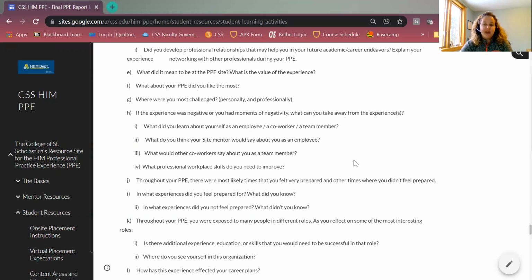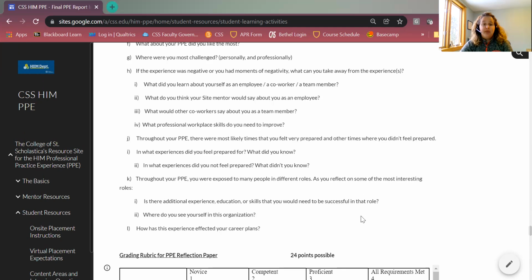What did you learn about yourself as an employee, a coworker, a team member? What do you think your site mentor would say about you as an employee? If you didn't have a specific site mentor, consider your project mentor. What do you think they would say about you as an employee? What would other coworkers say about you as a team member? So consider that. What professional workplace skills do you need to improve?